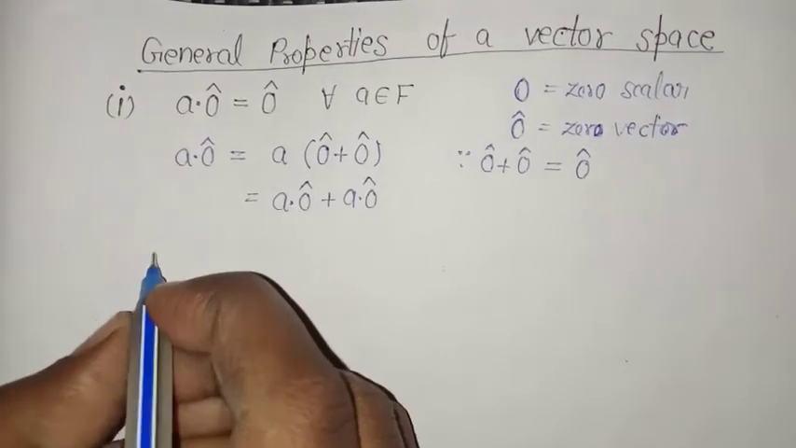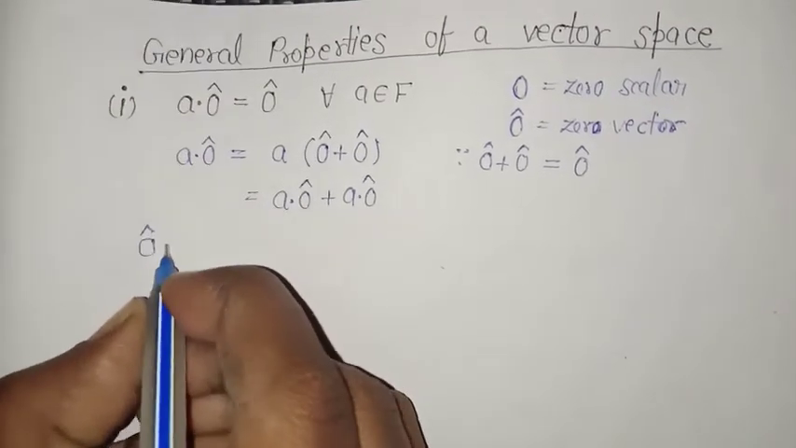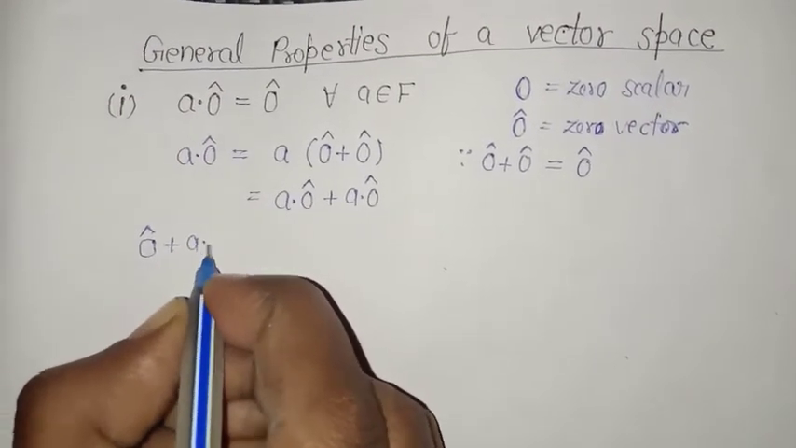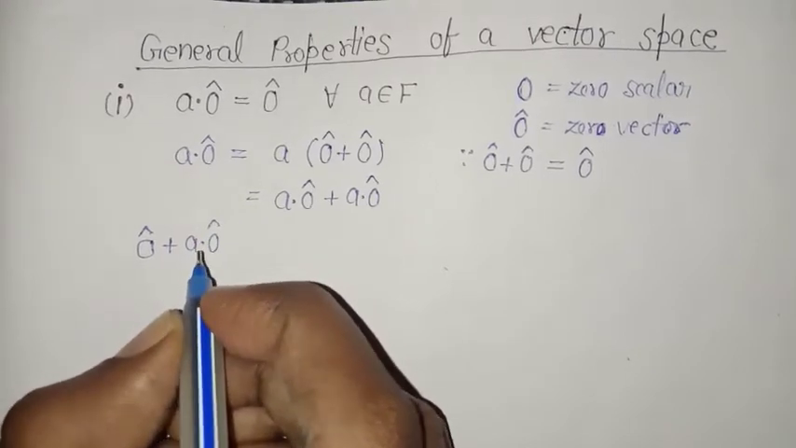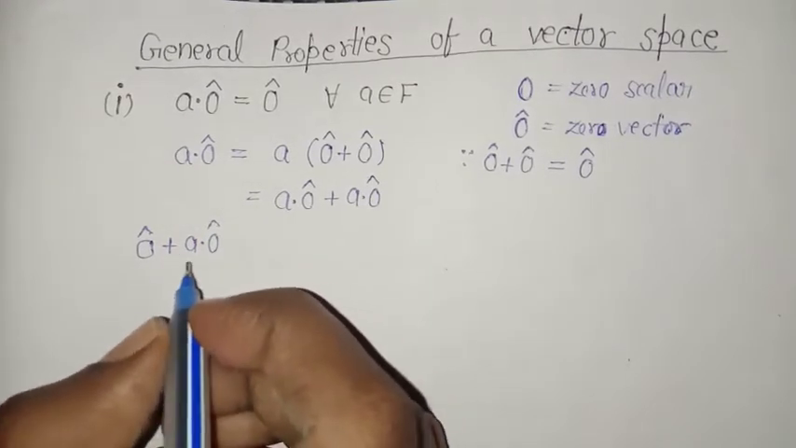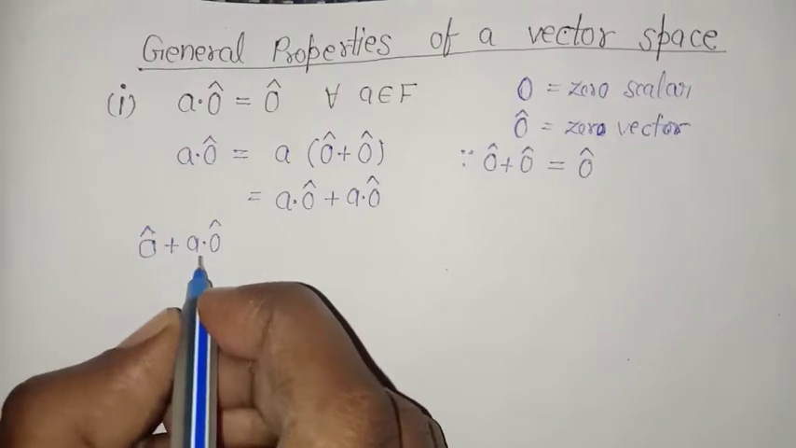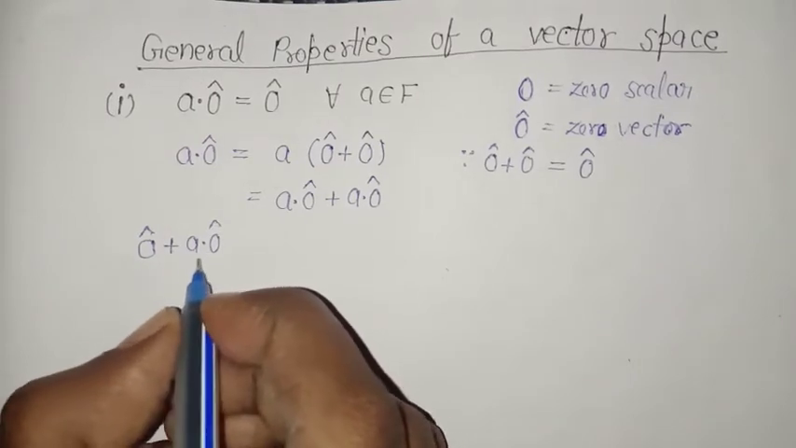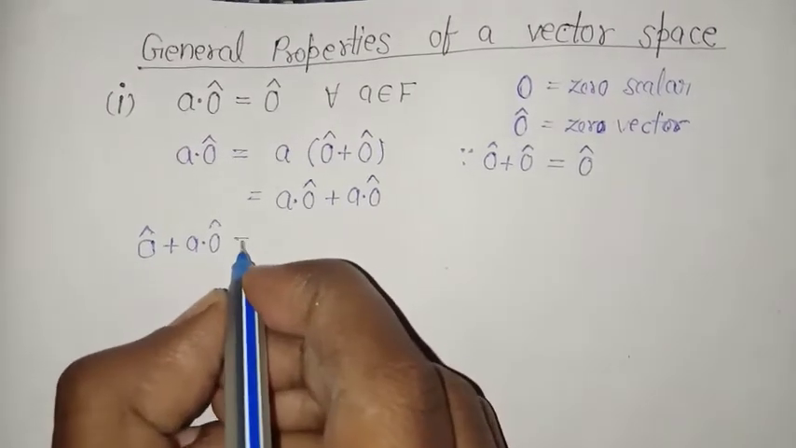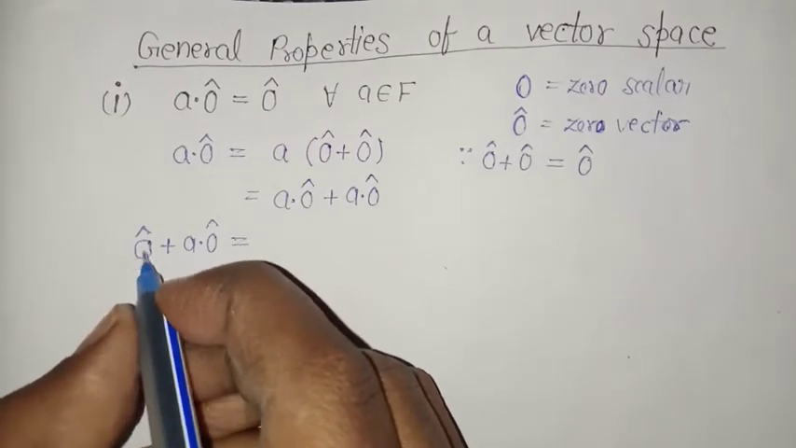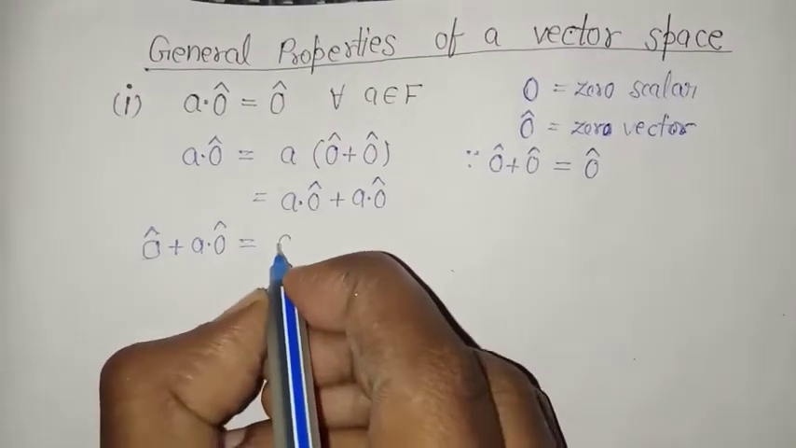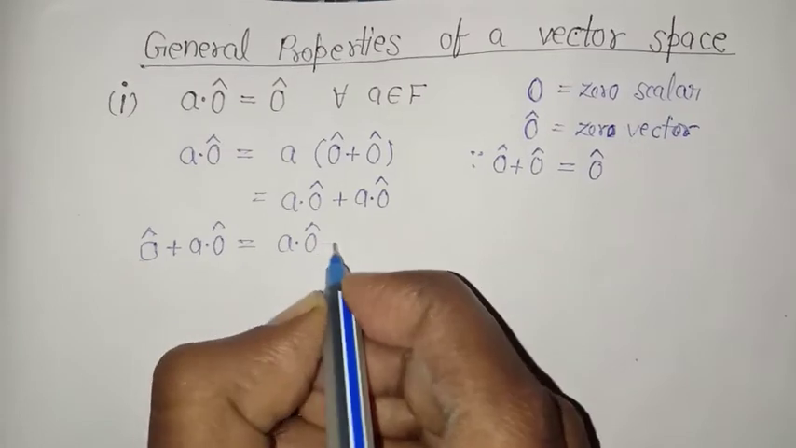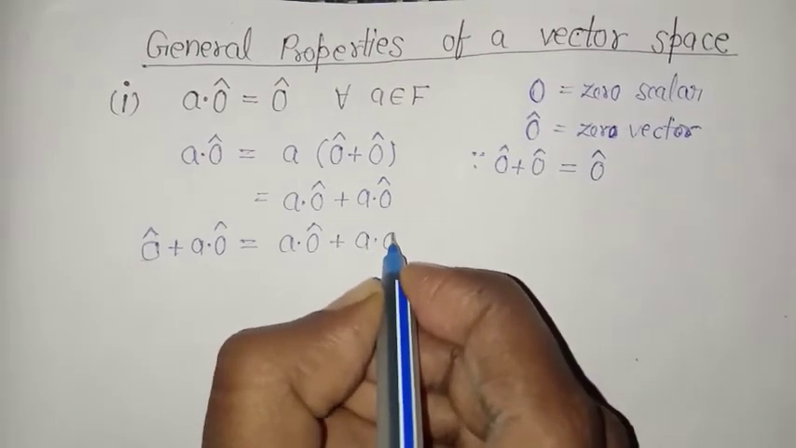Then this can be written as 0 cap plus a dot 0 cap, because by the existence of identity in V plus, if we add the 0 vector to any element, the value of the element doesn't change. That's why I can add the 0 vector to this element, and this can be written as a dot 0 cap plus a dot 0 cap.